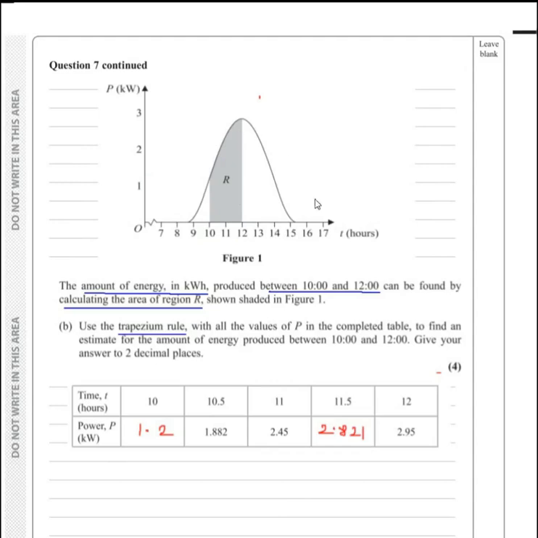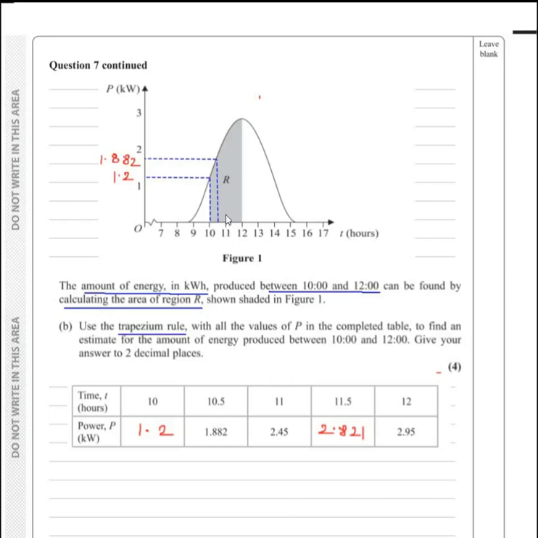Okay, I have taken a neat image of the graph. So what it means, at time 10, we have the power given as 1.2. At 10, we have 1.2 over here. So let us write here 1.2 kilowatts. And similarly at 10.5, somewhere between 10 and 11, that is equivalent to a power of 1.882.